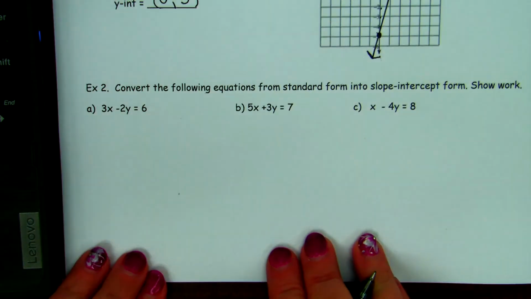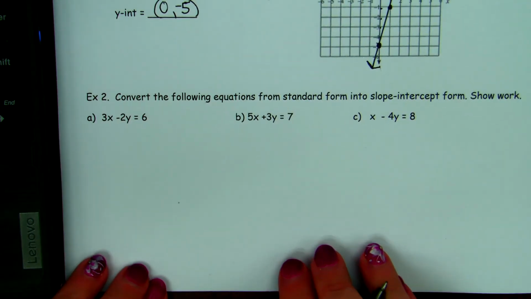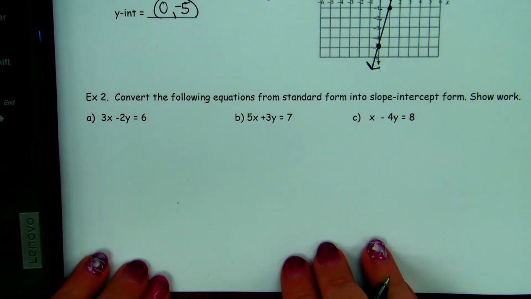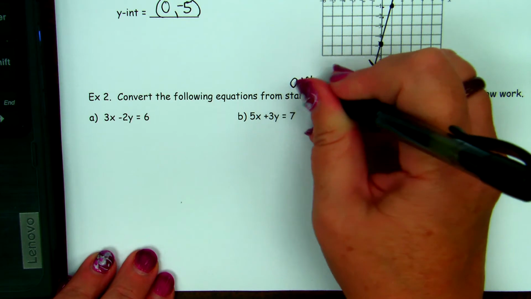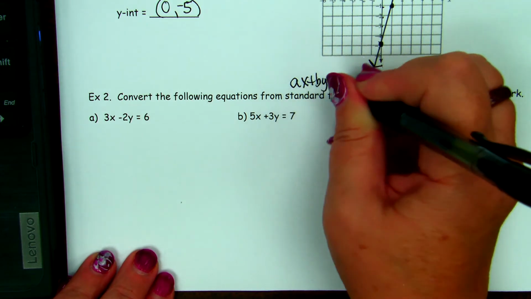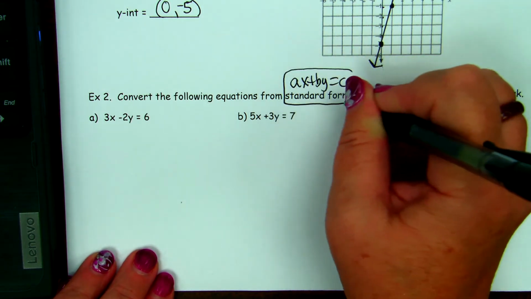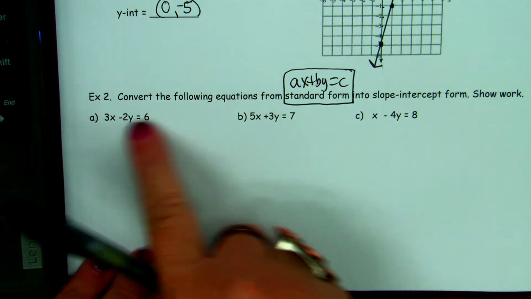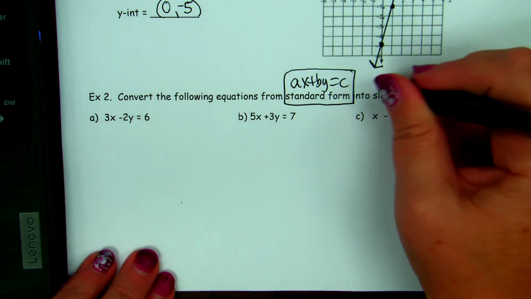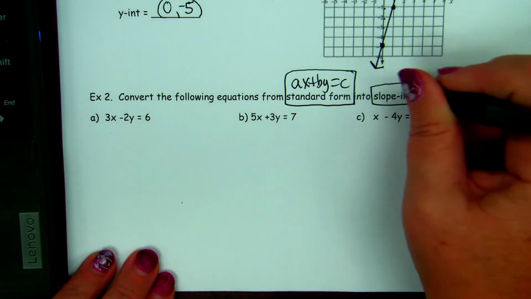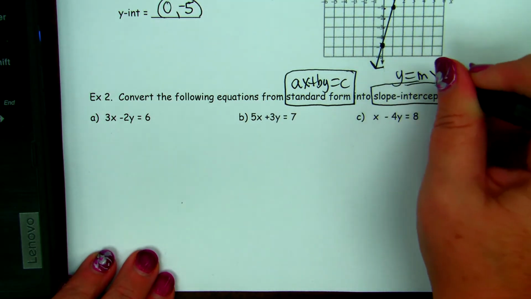Then, the next kind of problem. Convert the following equations from standard form into slope-intercept form. Show work. So these are standard form, ax plus by equals c. No fractions. A is positive. Into slope-intercept form, y equals mx plus b.